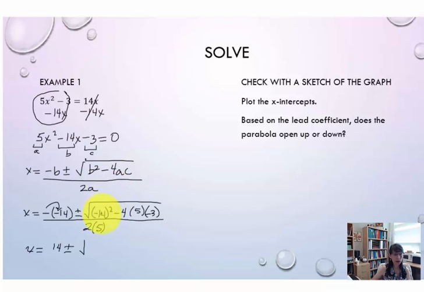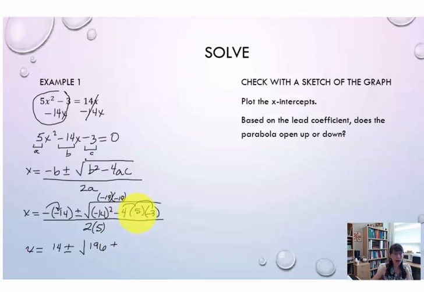The quantity of negative 14 squared means we have negative 14 multiplied by another negative 14. So that's positive 196. Next, we have 3 factors that are multiplied: negative 4 times 5 times negative 3. We have a negative times a positive times a negative, so that will be a positive product. So that tells me to use addition.